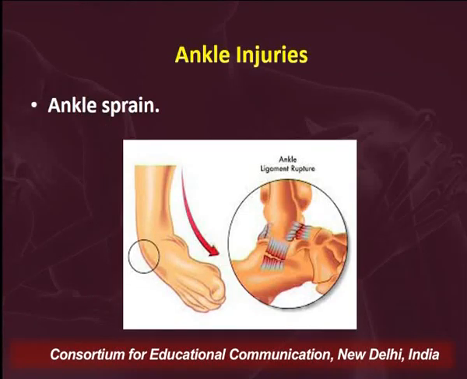Now we will discuss all the injuries of the ankle. We'll start with ankle sprain, which is the most common injury of sports. So you can sprain your ankle when you roll, twist or turn your ankle in an awkward way, stretching or tearing the ligament in the joint.